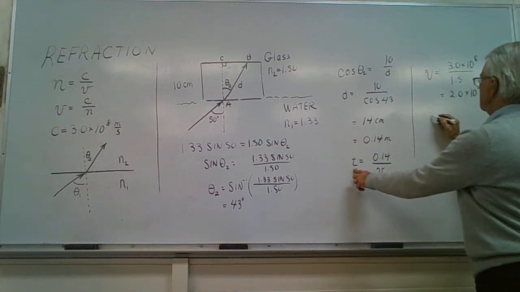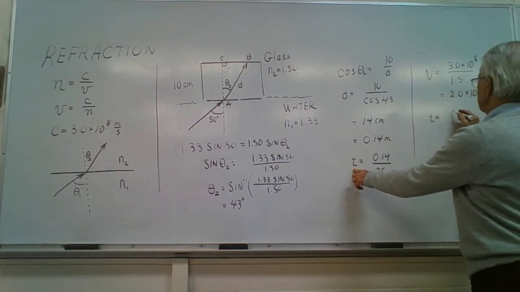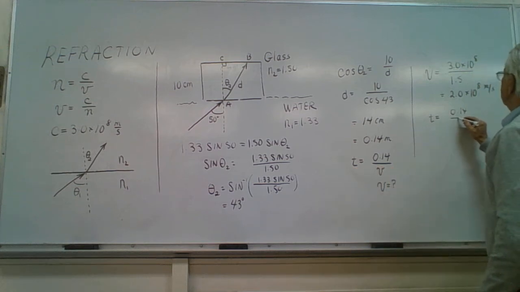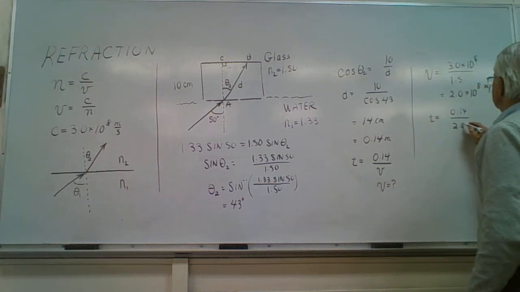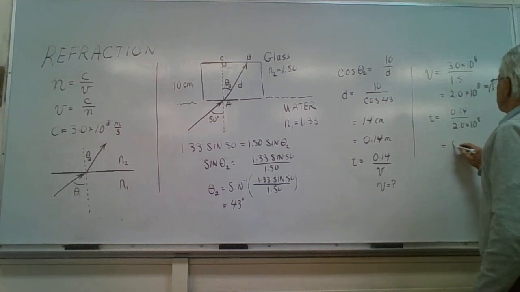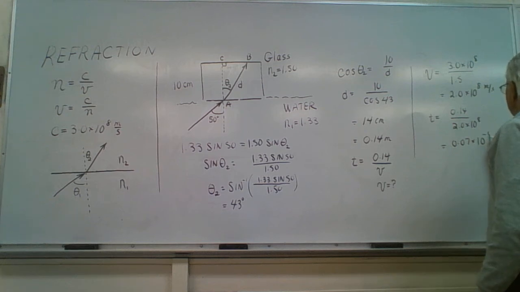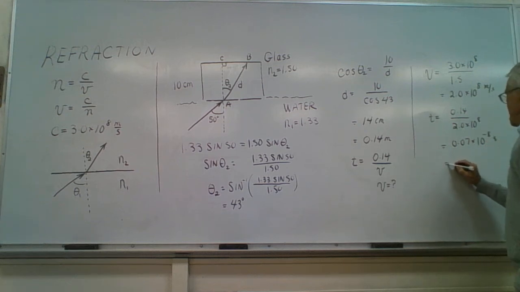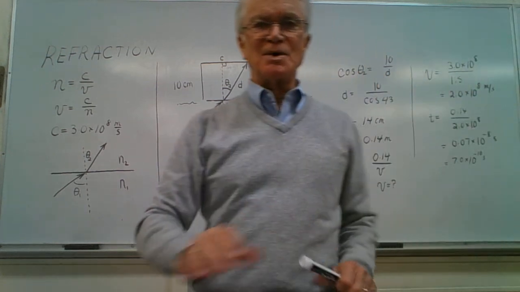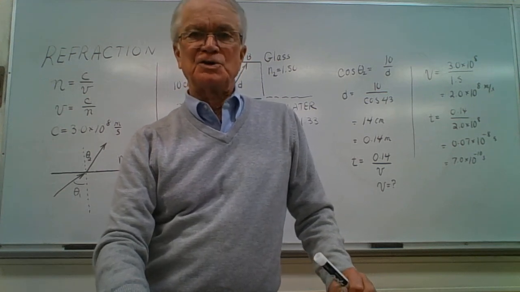Now the time ultimately is found. t equals 0.14, that's the distance, divided by 2.0 times 10 to the 8th. From this, you get 0.07 times 10 to the negative 8 seconds, which I'll write as 7.0 times 10 to the negative 10 seconds. Final answer. That concludes part 3, or I should call it part 2.